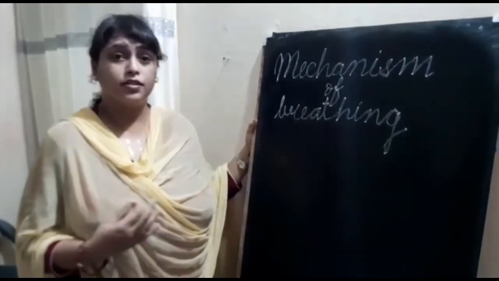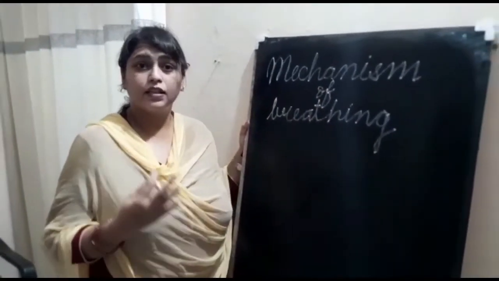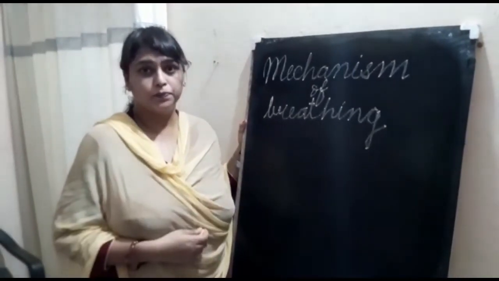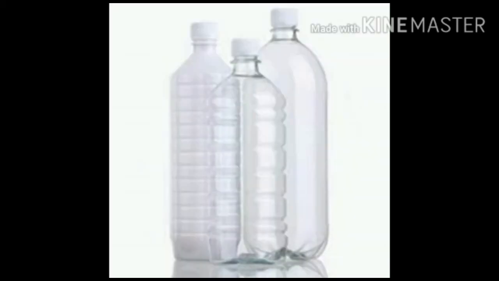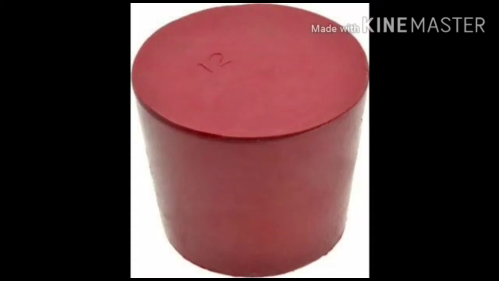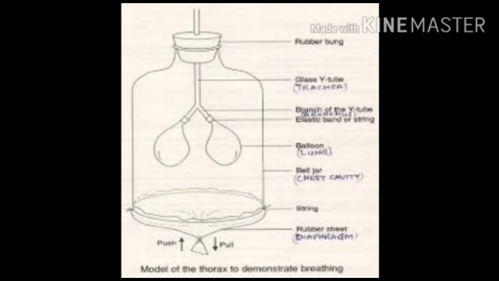Now children, before studying more in detail about the mechanism of breathing, let's observe an activity. For this experiment, you need to take a transparent plastic bottle, remove its bottom, then take a rubber cork, Y-shaped plastic tube and two deflated balloons. Now to each fork end of the tube, fix the balloon.